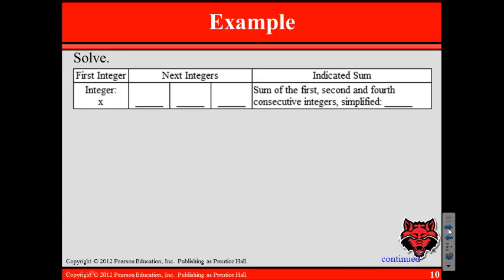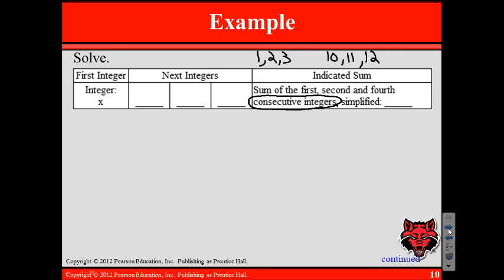Let's try another example. Here we want to fill in the blanks with not consecutive even, but consecutive integers. Consecutive integers would be 1, 2, 3, or 10, 11, 12, counting by 1 or adding 1 each time to get to the next number.